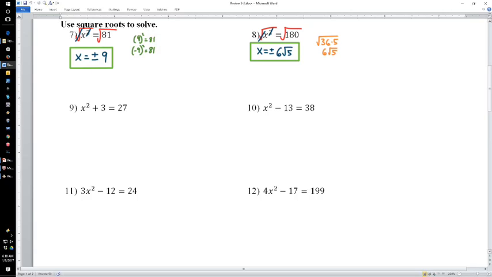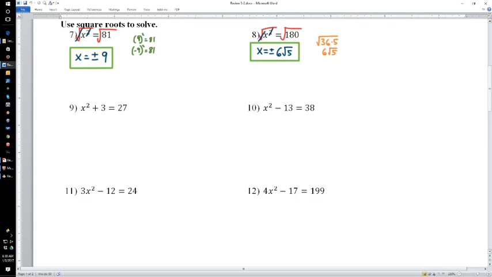All right. Number 9, 10, 11 and 12 operate the exact same way. You just have to first solve for the x squared, then square root both sides. So number 9, if I were you, I'm going to do number 9, go try number 10. I'll do number 11, you try number 12. I'll still walk through them, but go ahead and work them out that way.